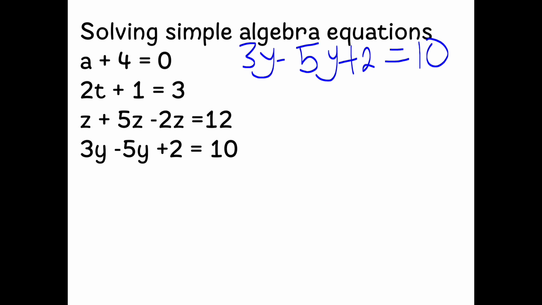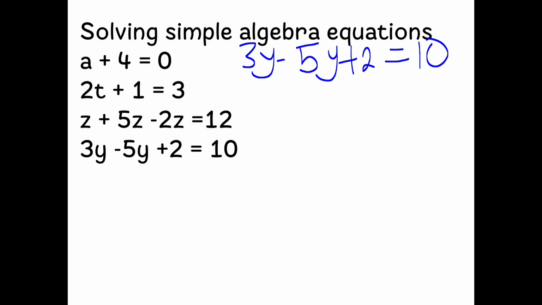So on to the last question that says 3y minus 5y plus 2 equals 10. You will realize that we have variable coefficient 3y. We have variable coefficient minus 5y, right? And we have a constant, another constant, right? So what do we do? Very good.